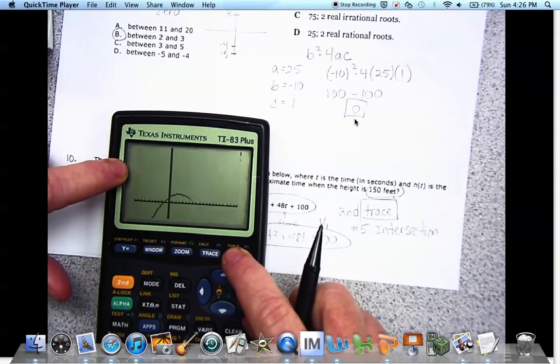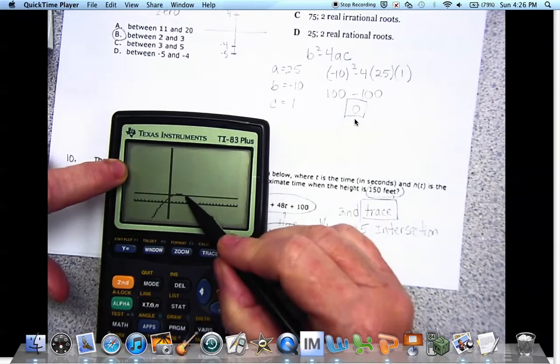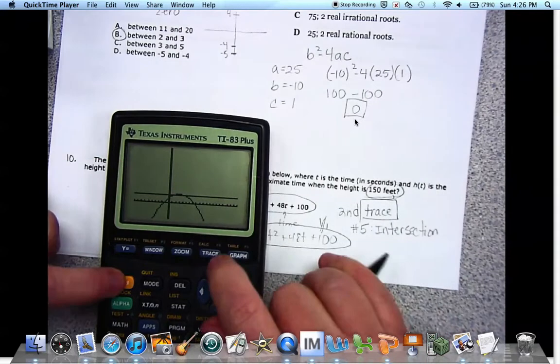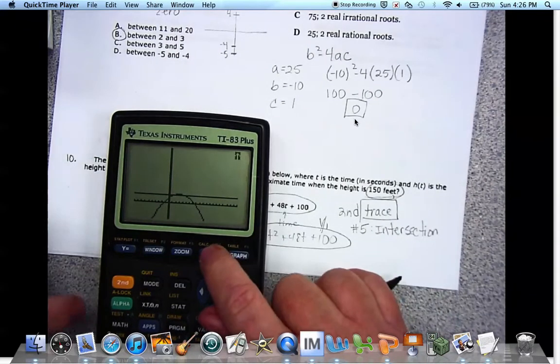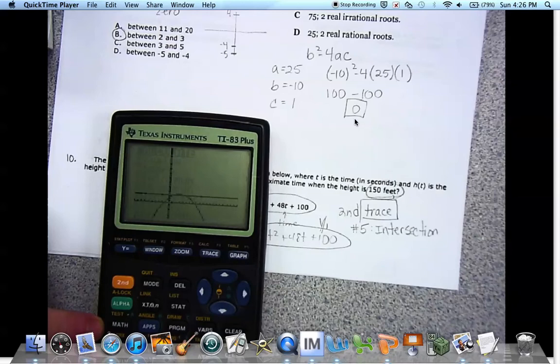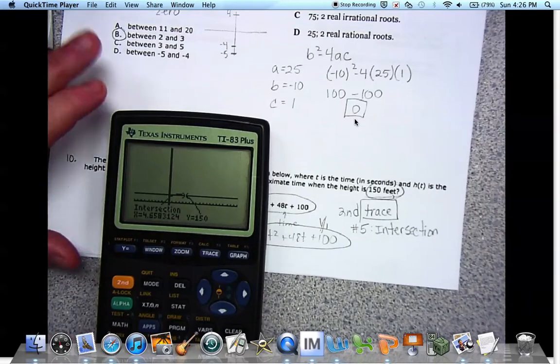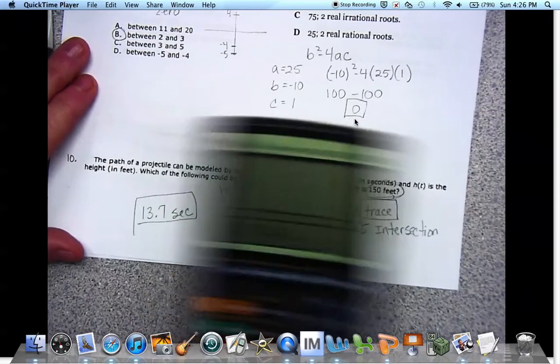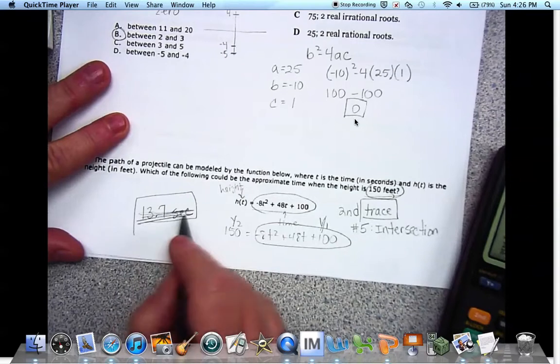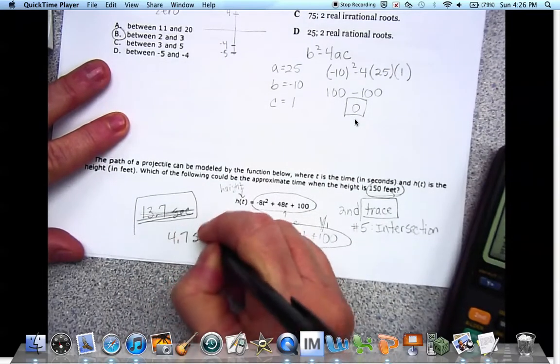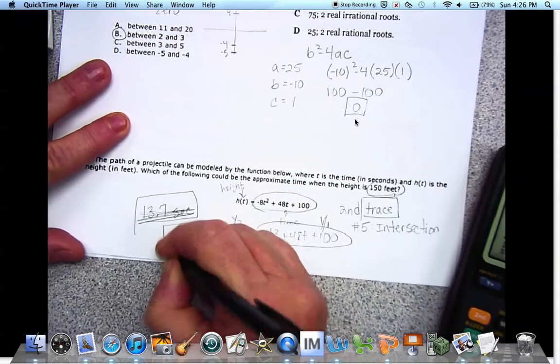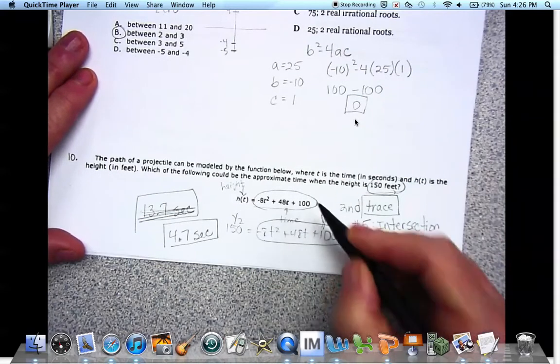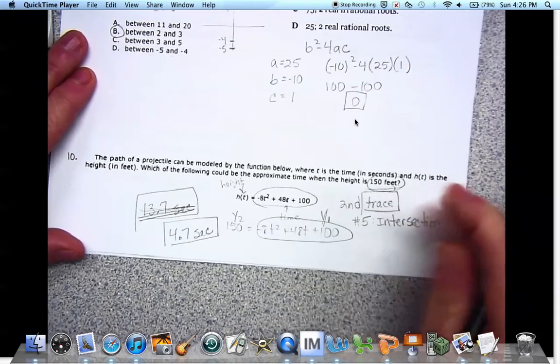You're probably wondering why you couldn't see anything, why yours didn't look like mine. Now I want to find this intersection. Second, trace, intersect. First curve, second curve, and it's right there. Okay, 4.7. That's better. 4.7 seconds. Okay, sorry about that. I had put an extra 0 and had to take it off.